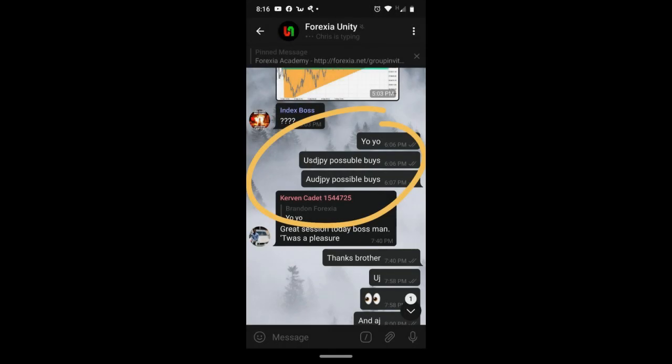All right, so here we have the before, where I said that USDJPY would be possible buys. I also said that AUDJPY would also be possible buys. So, take a look at what we have going forward.